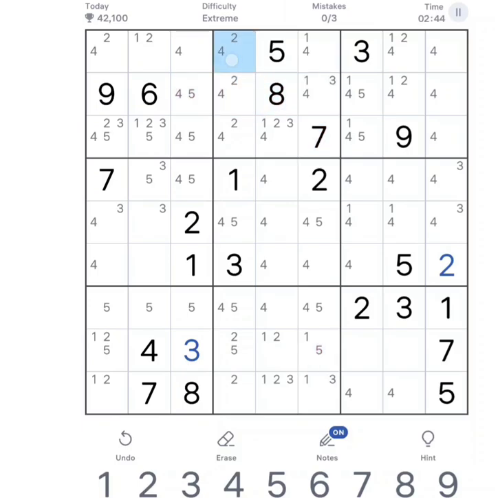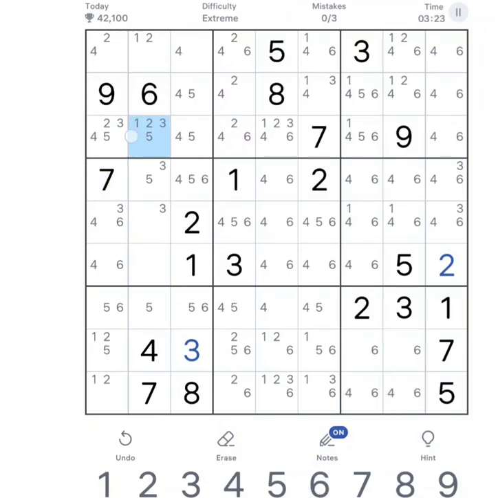6 cannot go here, so it could go at the top and the bottom. 6 can actually go anywhere here. 6 cannot go in the middle, so it could go here, here, and here. 6 cannot go here, but it could go here or here only, which means 6 cannot go here, so it can go anywhere down here. And 6 can go anywhere here.